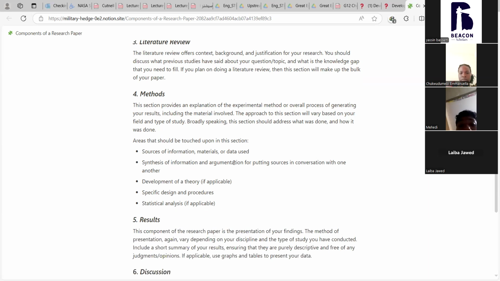So let's go for methods. This section provides an explanation for the experimental method, the overall process of generating your results, including the material involved. The approach to the section will vary based on your field. The section is not mandatory in literature review research papers because you will not make any prototype or any experiment. But you can summarize the methods of past papers, if it's relevant to your research paper.